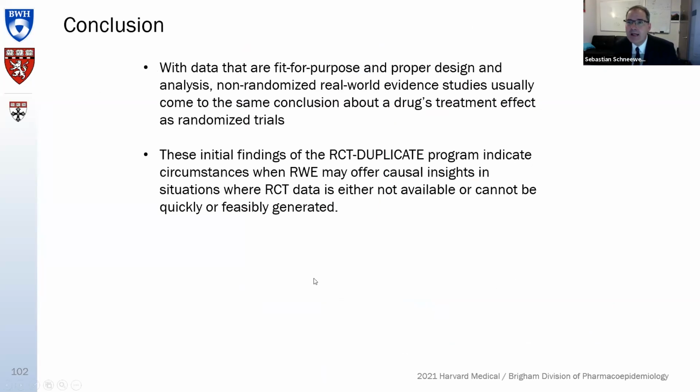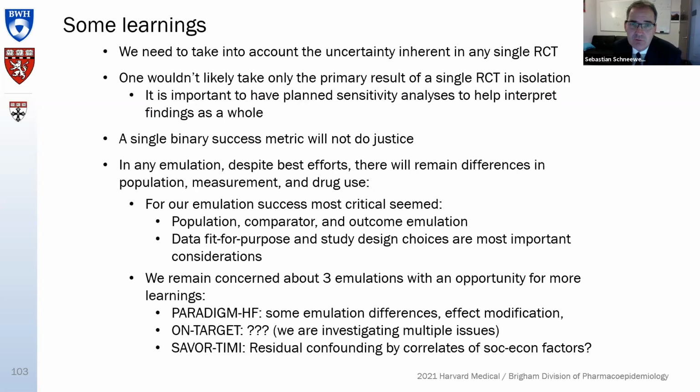In conclusion, what we think are the first learnings here: with data that are fit for purpose and proper design and analysis, non-randomized real-world evidence studies usually come to the same conclusion about a drug's treatment effect as randomized trials do. Fit for purpose data, proper study design. These initial findings of the RCT Duplicate program indicate circumstances when real-world evidence may offer causal insights in situations where RCT data is either not available or cannot be quickly or feasibly generated. The complementary nature of RCTs and real-world evidence.